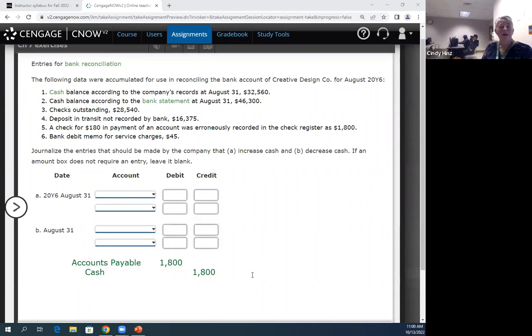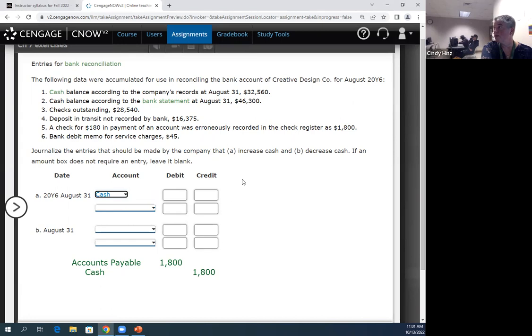Based on the way they have the template, we are doing the 1-step process, which is simply correcting the original entry. So cash was actually credited for 1,800. It should have been credited for only 180. We already know the difference is 1,620. And what do we need to do with that? We took too much out of the cash account, so we need to put it back in, right?